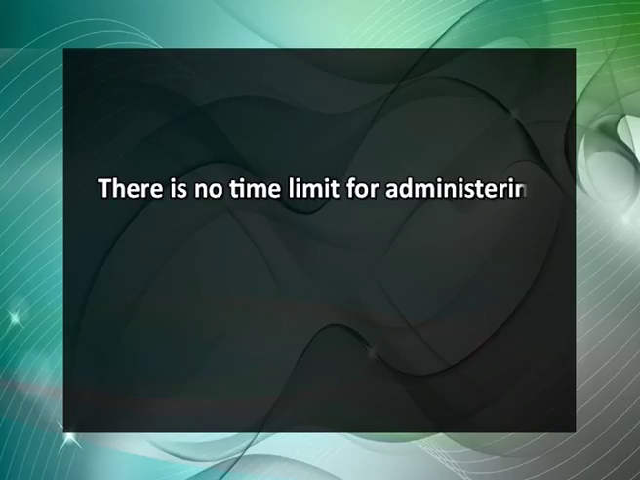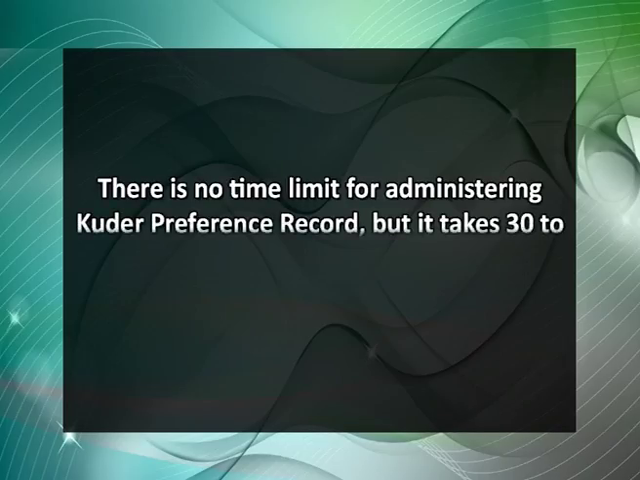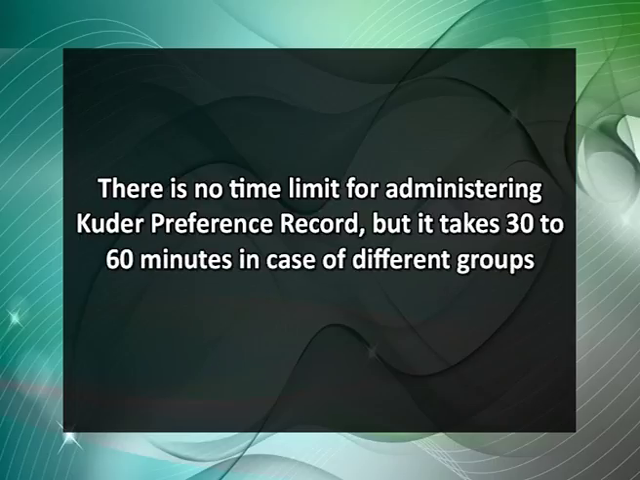This is one of the most widely used vocational tests and inventories. It is designed for use with high school and college students and also with adult men and women. But it can be administered to 8th grade boys and girls also. There is no time limit for administering it, but it takes 30 to 60 minutes in case of different groups. It consists of preference items arranged in triads. There are 168 items in its standard form. It measures 10 different types of interests.